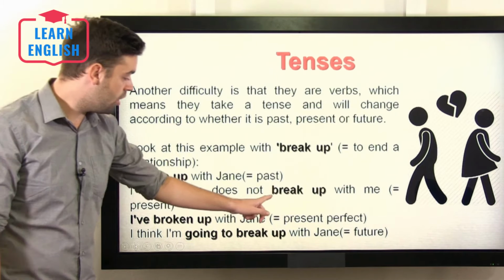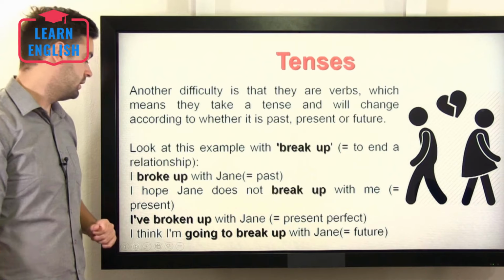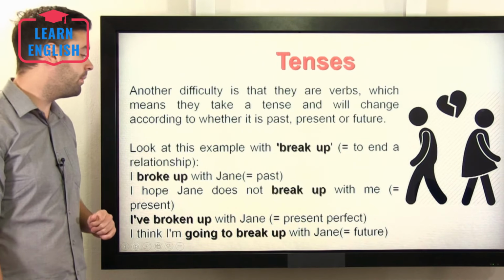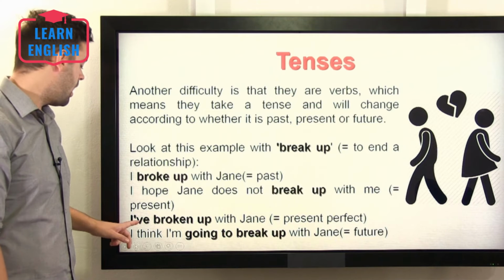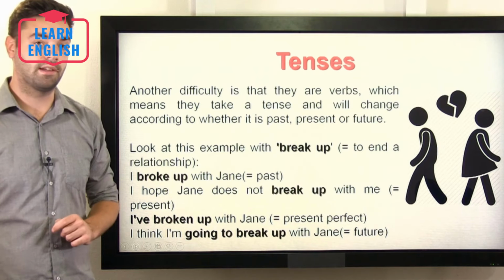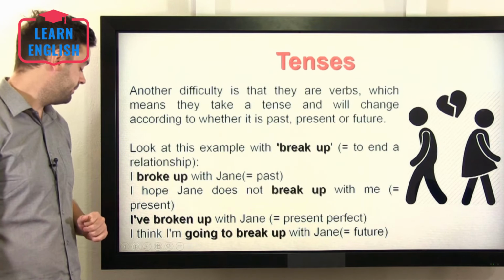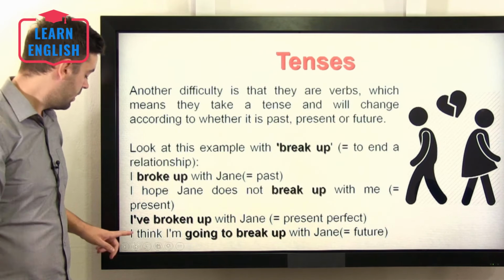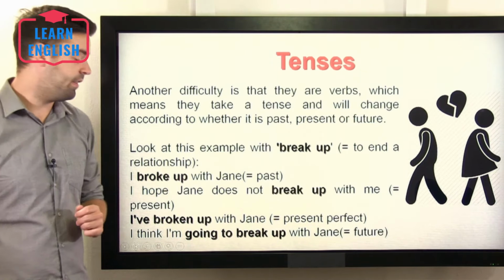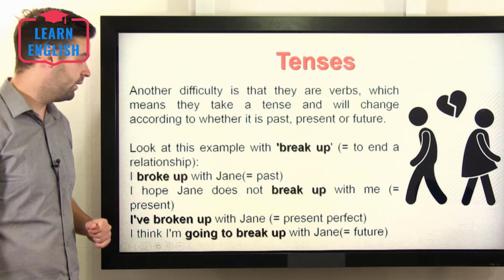I hope Jane does not break up with me. So this is the present, now. I've broken up with Jane. So this is the present perfect. I think I'm going to break up with Jane. And that's the future.